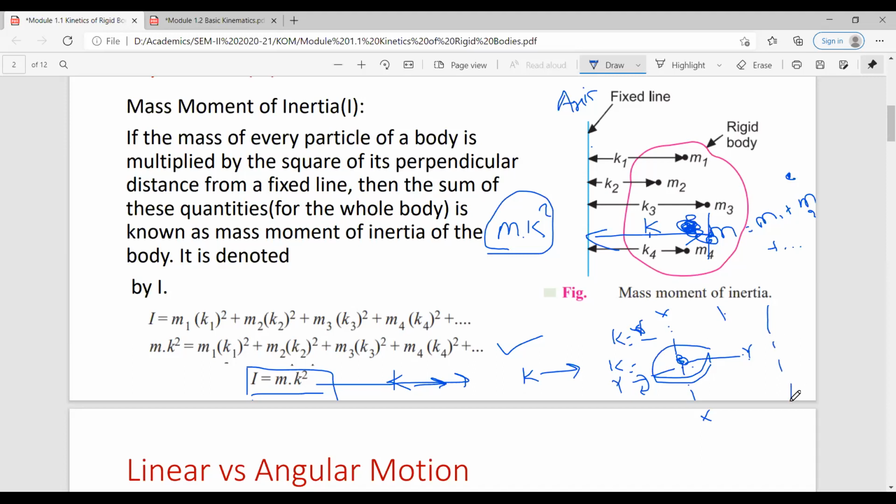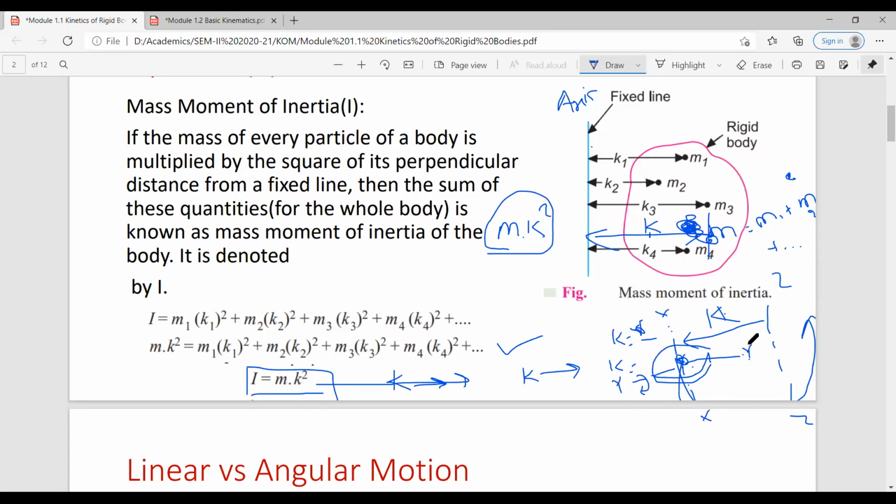Now let us consider another situation. Suppose now your axis of rotation is here, say Z axis, and this disc is completely rotating like this about this axis Z, like our Earth is rotating about the Sun. In that case, as again the axis of rotation has been changed, your K will also change.